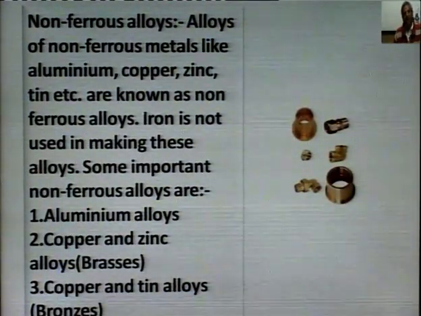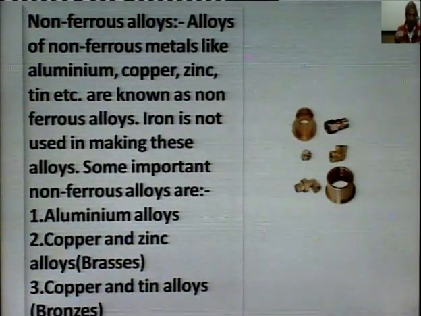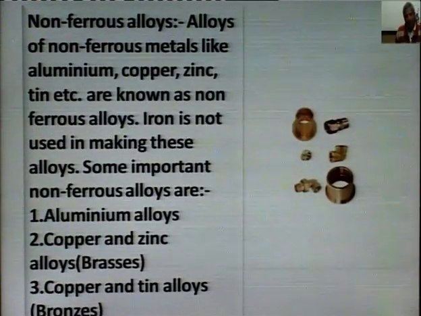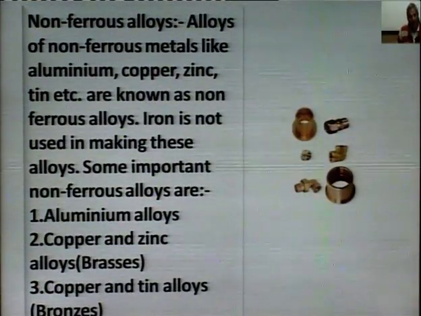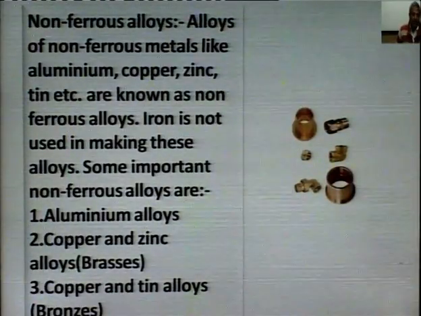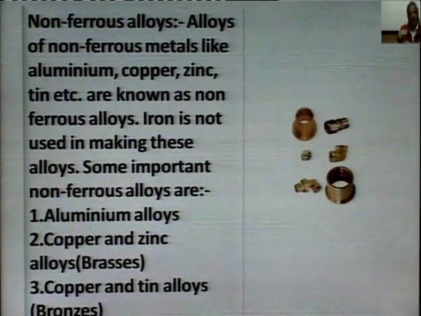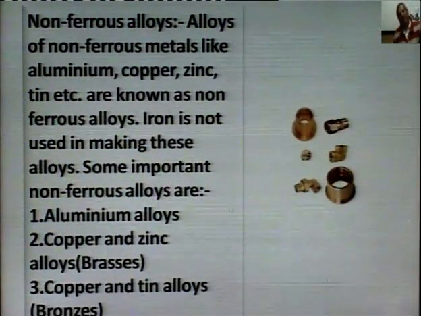Non-ferrous alloys are obtained from aluminum, copper, zinc, tin, and there is no presence of iron in them. Iron is not used in making these alloys.